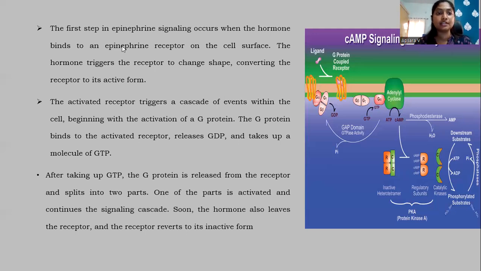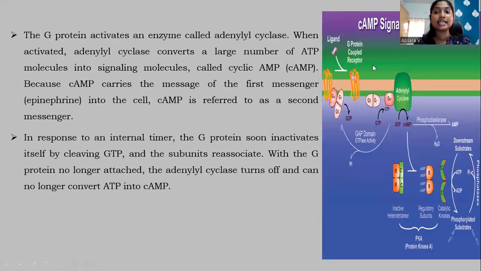Here the G protein activates an enzyme called adenylyl cyclase. Here you can see adenylyl cyclase. When it is activated, it converts a large number of ATP molecules into signaling molecules. It will start taking up ATP and convert it into cyclic AMP. This cyclic AMP carries the message of the first messenger, that is epinephrine, into the cell. So cAMP is referred to as the second messenger. Since it is carrying the information that is carried by epinephrine, it is now called the second messenger.